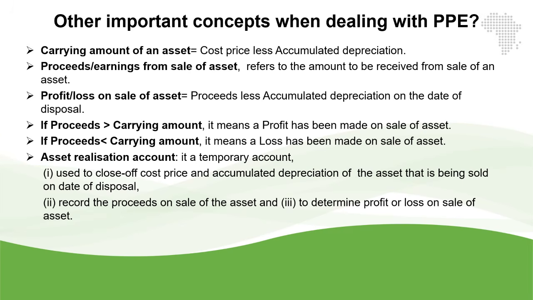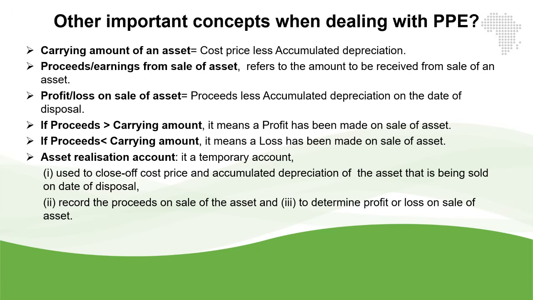Then, let's look into a few other important concepts when we're dealing with property, plant and equipment. As we proceed with this lecture, there will come a point where we need to determine the carrying amount of an asset. But what is a carrying amount? Remember, initially we spoke about measurement after initial recognition. For this module, we are using the cost model. Under a cost model, property, plant and equipment is carried at cost less accumulated depreciation and impairments.